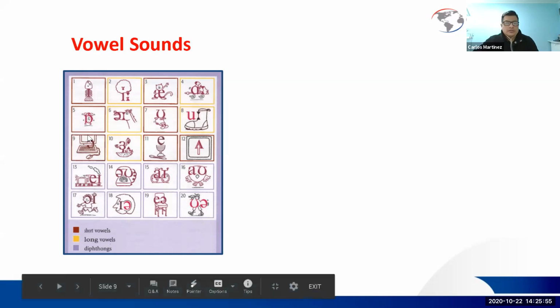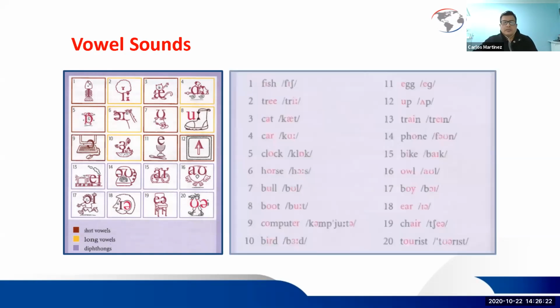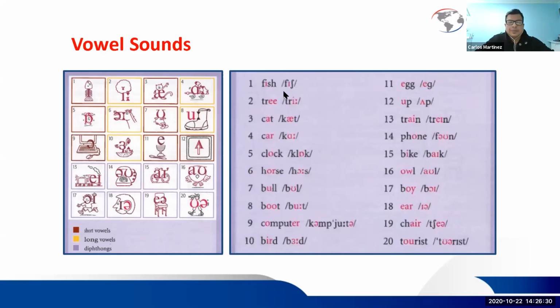Notice that the short vowels are the ones in red. I, fish. And the yellow boxes are the long vowels. Tree, okay? So notice how the red boxes are short, clock, and the yellow is the long, horse. So here we have the different letters and the words that represent them. For example, number 1, I, fish. Then we have the long, tree. Notice how we are talking about the sound of the I, but here we have double E. So the sound is not always the same as what we write.